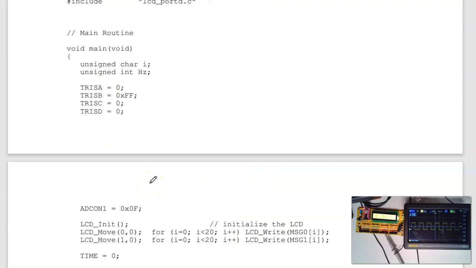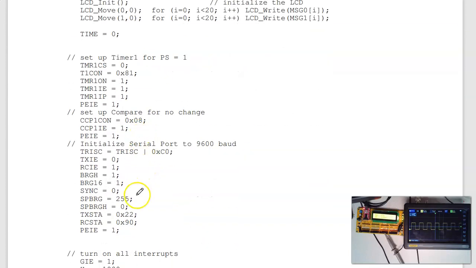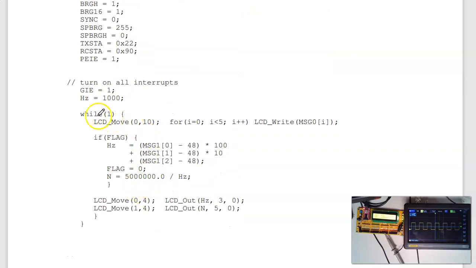The main routine then, so this is set it up, turn on the interrupts. Main routine, I look for the flag. If the flag is set, I will parse it. So the message is parsed as ASCII, everything's ASCII, which is why I subtract 48. ASCII 0 is actually 48. 100 digits, 10 digits, 1 digit, that becomes hertz. Calculate the number of clocks between interrupts, then exit.